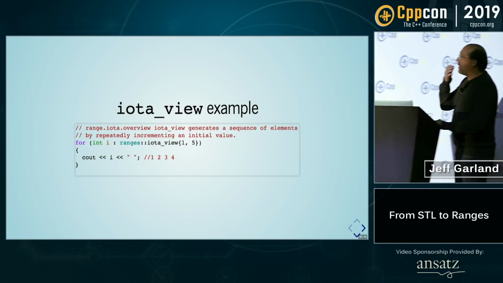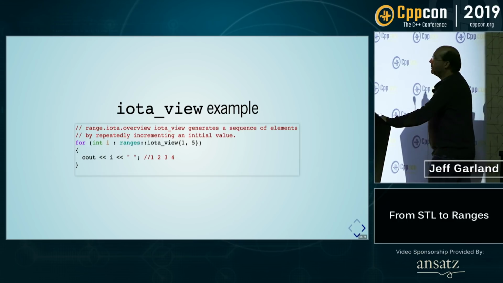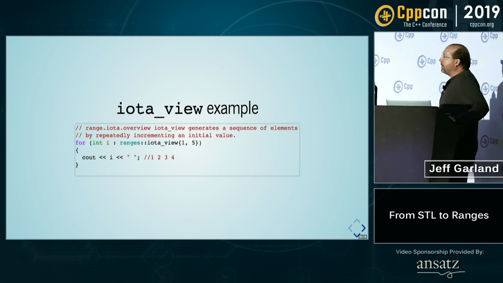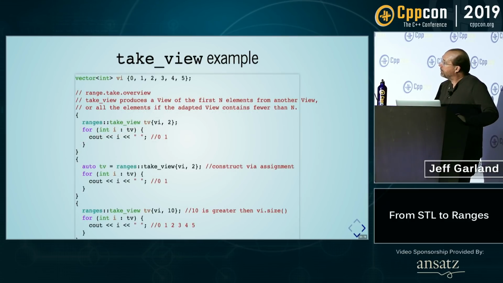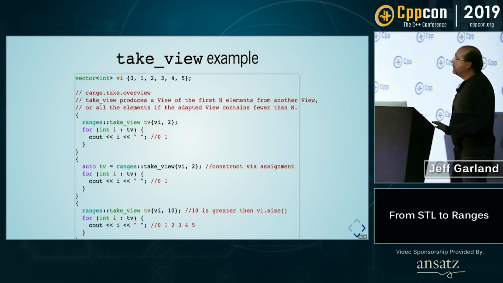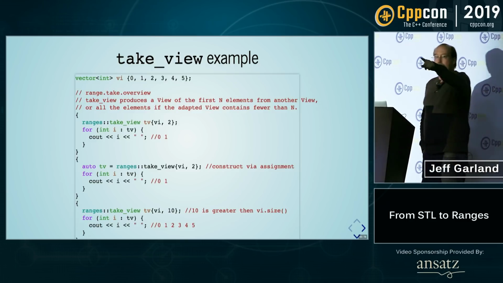Here's an example with iota view, just like the iota algorithm. In this case, we've constructed it right in the expression, and we get the open range from 1 to 5, which is 1, 2, 3, 4. Here's take view. So, yes.